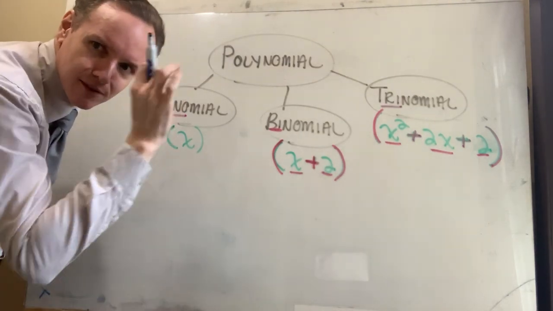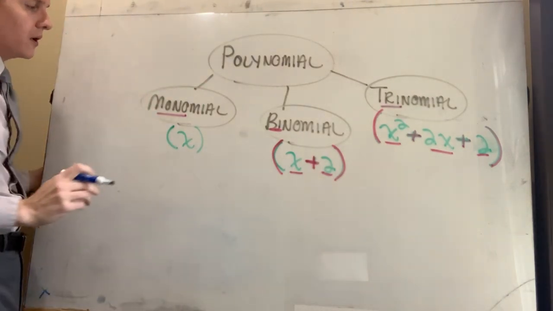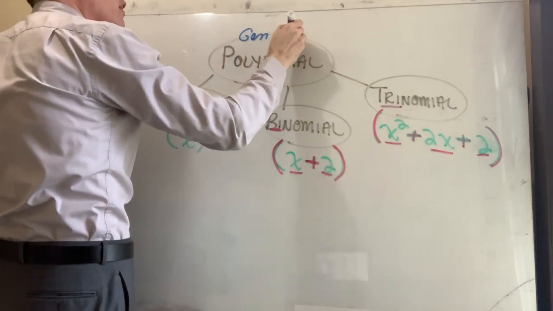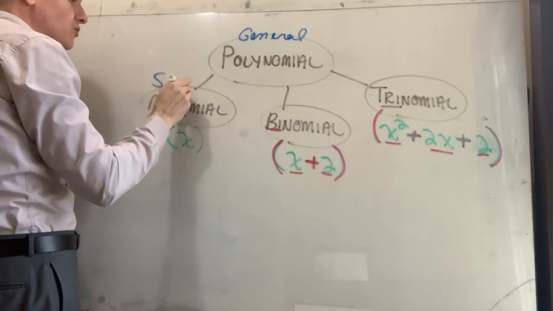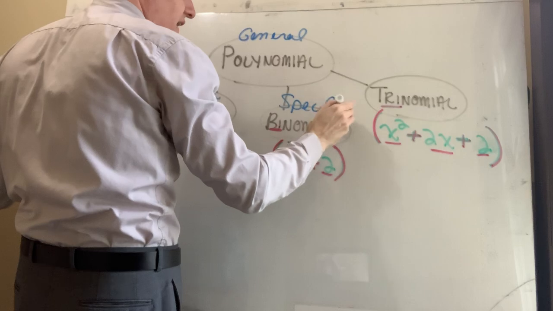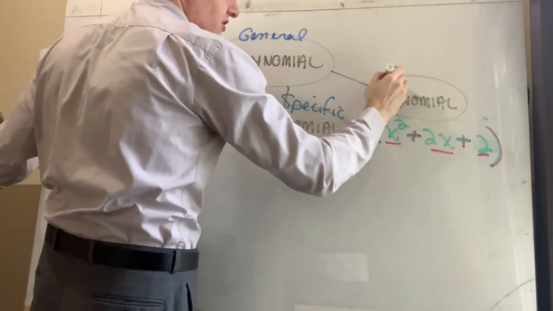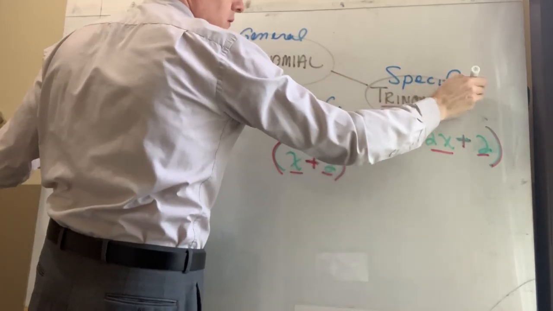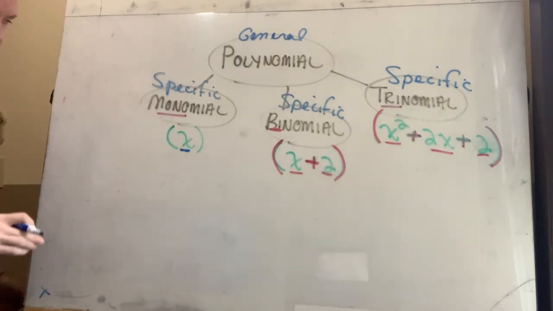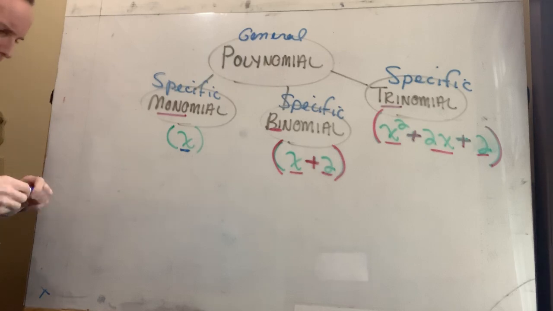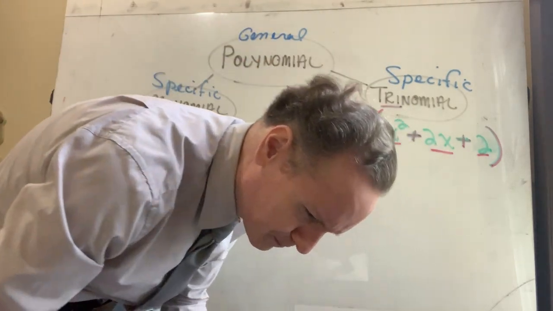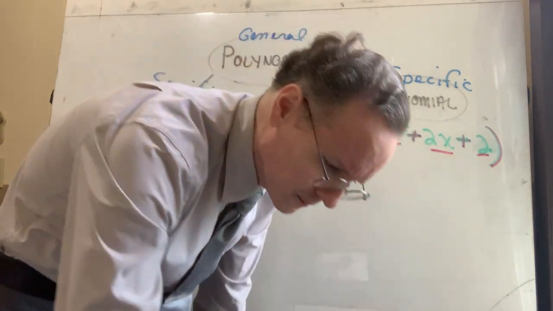Mono, as in 1 as well. Anyhow, polynomial you could think of as being a more general phrase, and each of these are more specific. All of these are, in fact, polynomials. They're just a specific type of polynomial. And be able to recognize them by their width, basically. Okay.